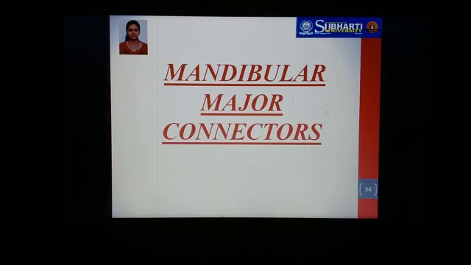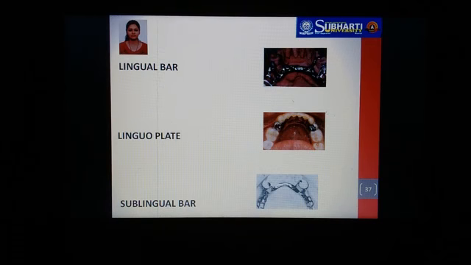We will now be talking about mandibular major connectors. So firstly is the lingual bar. Bar or strap, whether given in maxillary or mandibular, the dimension may be different, but a bar will always be thinner than the strap.